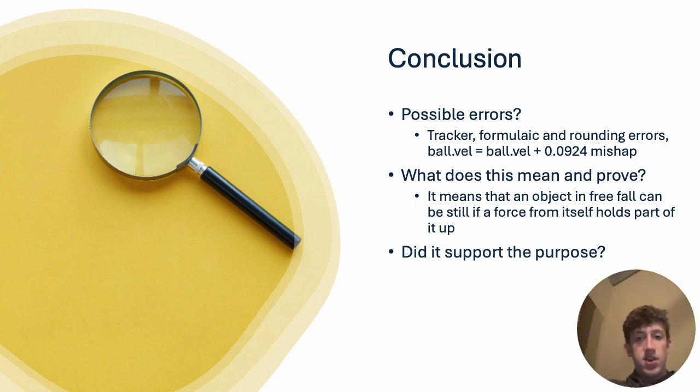This means that an object in free fall can be still, or a part of the object can be still in the system if a force from itself, even the tension force, holds part of it up. And it supported the purpose because it showed us how and why the Slinky would fall.